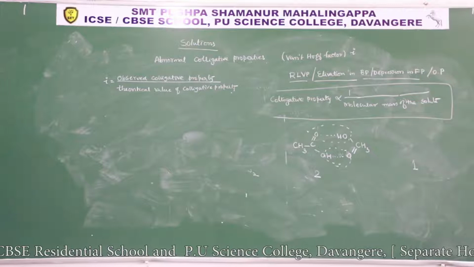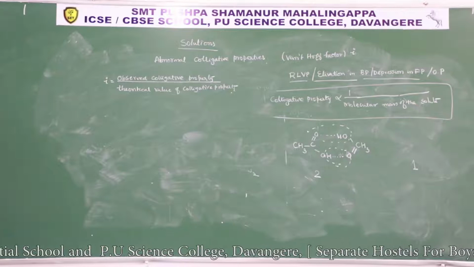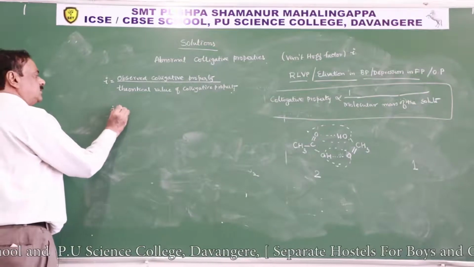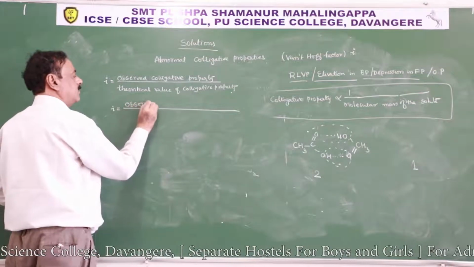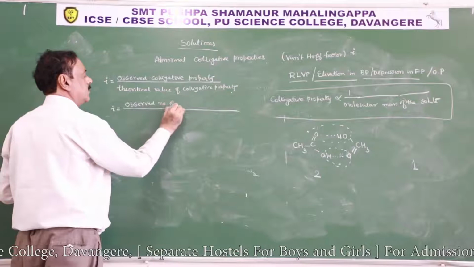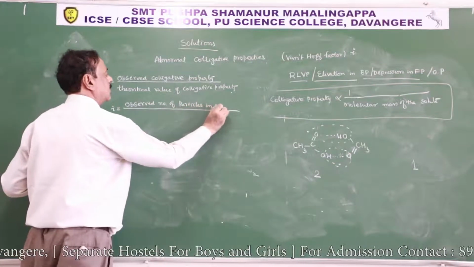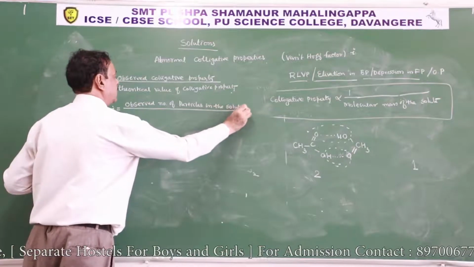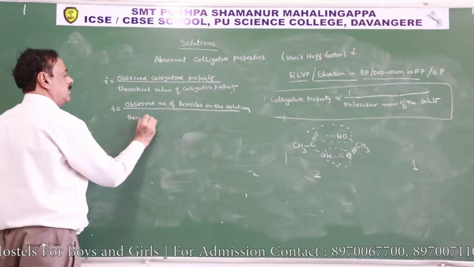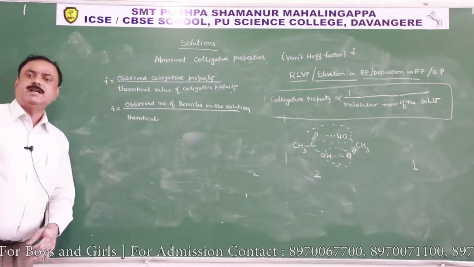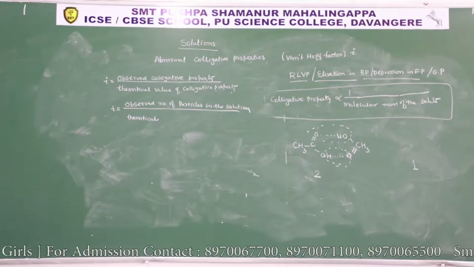And also it is given by means of the ratio of the observed number of particles in the solution divided by the theoretical value. It is theoretical in the sense of the theoretical number of particles.